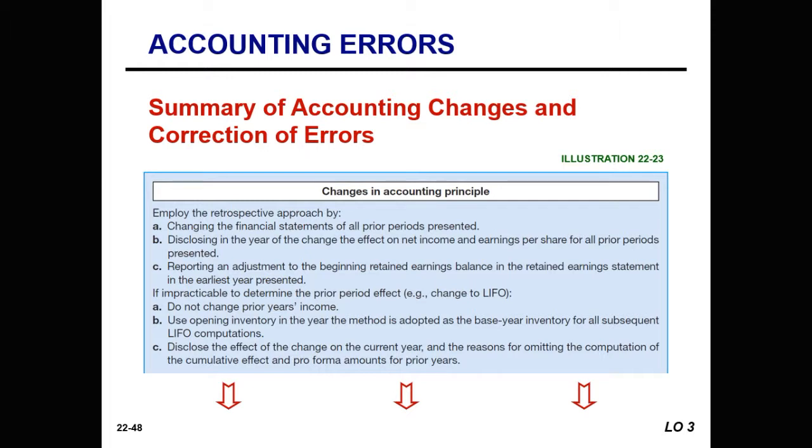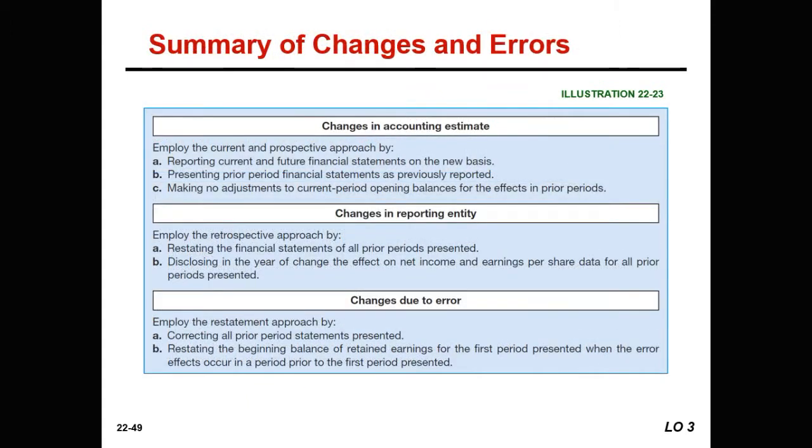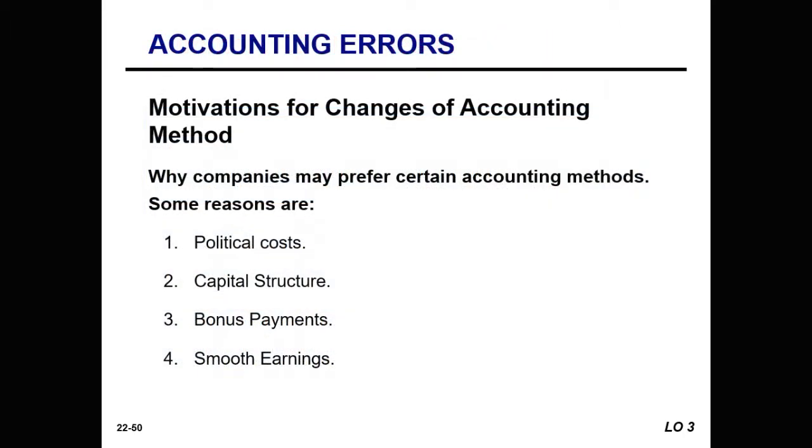So remember, with changes in accounting principles, that's a retrospective approach. And here are some of the key things that you should keep in mind. Now, if the change is due to an error, that's when restatement comes into play. Some of the motivations for changes of those accounting methods are that companies may choose things due to political pressures, the capital structure of the organization, bonus payments, smoothing the earnings, sometimes outright fraud.